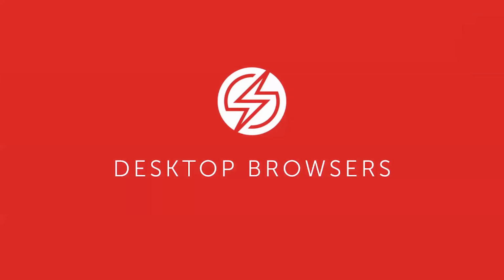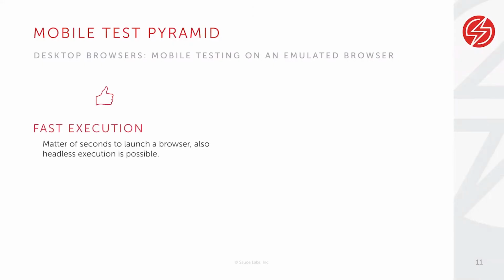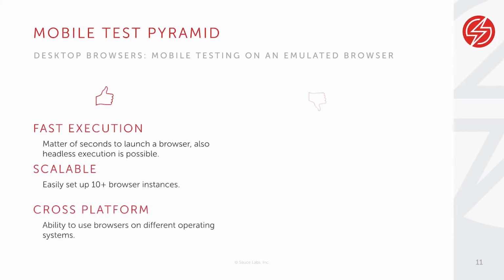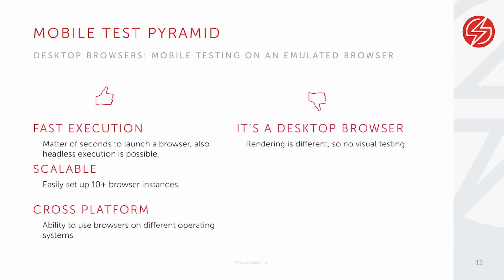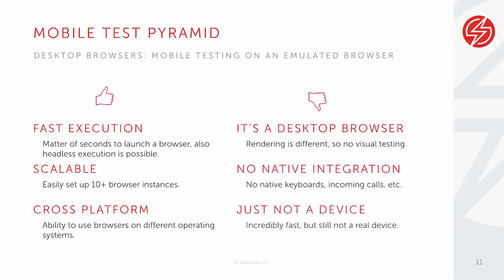So let's start with the desktop browsers with mobile emulation. And keep in mind, this only applies when you're automating a web or a hybrid app. If you have a native app, you can skip this layer. Browsers can give you fast feedback because they can run tests in a matter of seconds. They're easy to scale, so you can spin up 10 browser instances to parallelize your test. You can even do this cross-platform.